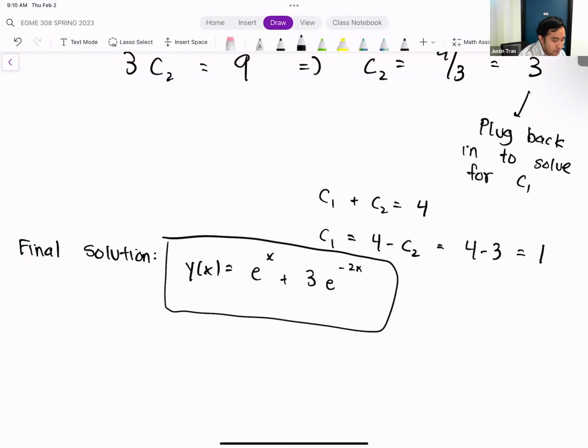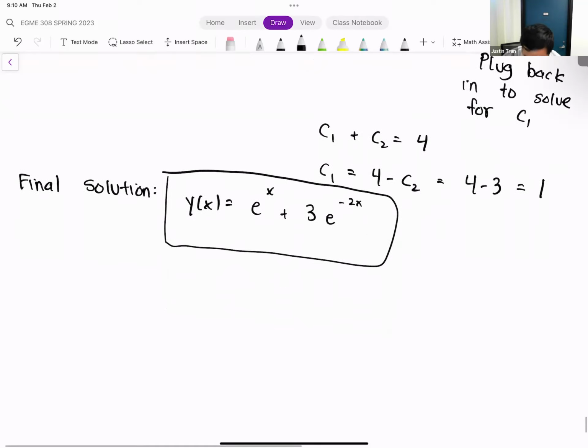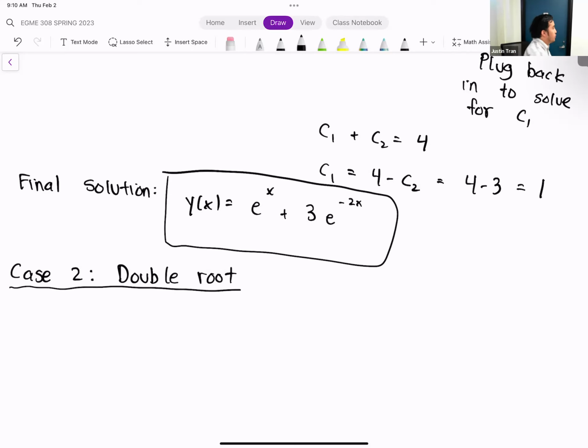All right, so that's the first case. The first case is when you have 2 real roots. Let's move on to case 2. If you remember back from before, case 2 is when we have a double root. And so in this case, lambda 1 and lambda 2 are the same.